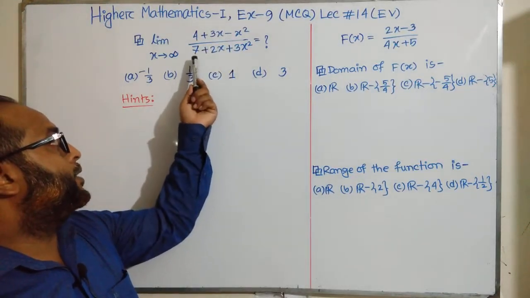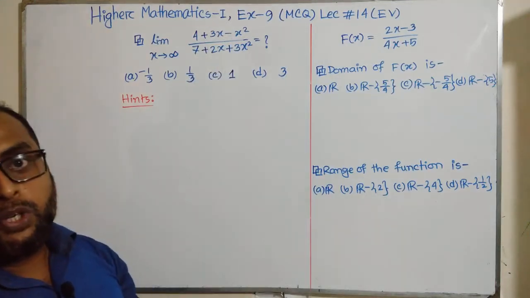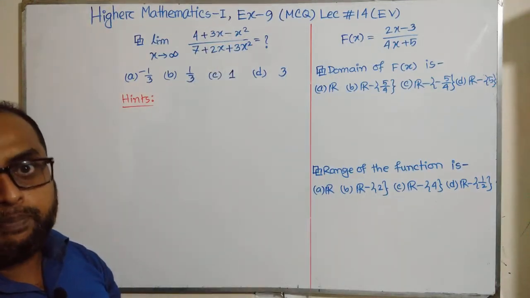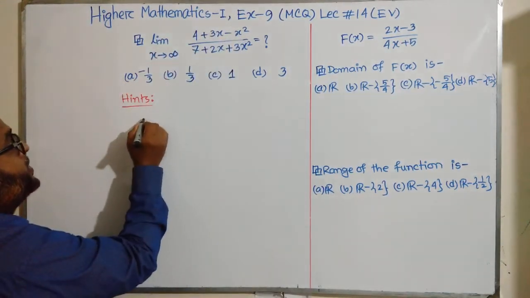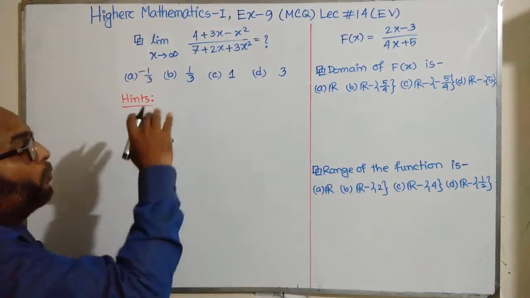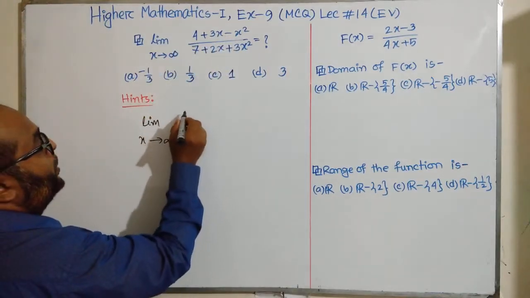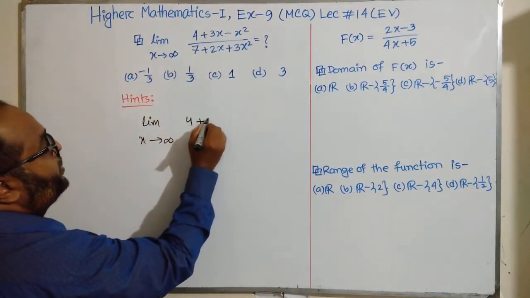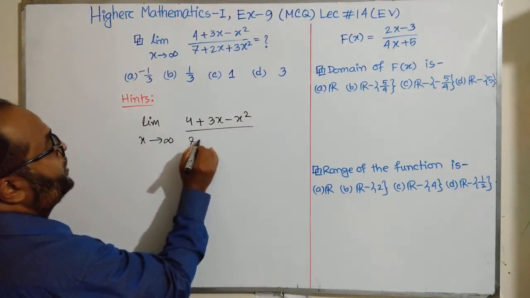Dear students, our next problem is limit x tends to infinity 4 plus thrice x minus x square divided by 7 plus twice x plus 3x square. To solve these types of problem, we have to simplify these types of functions as 1 by x format. To do this, we have to take x common from both numerator and denominator.